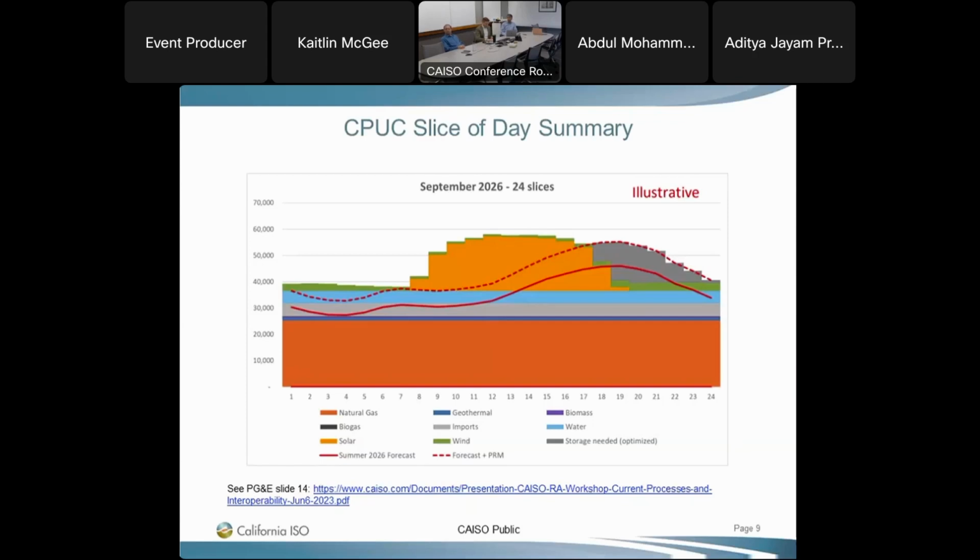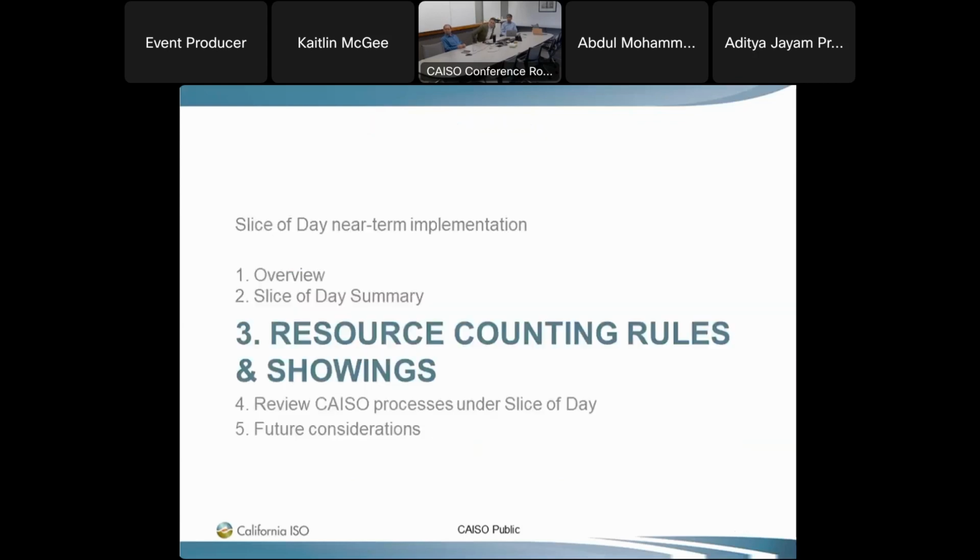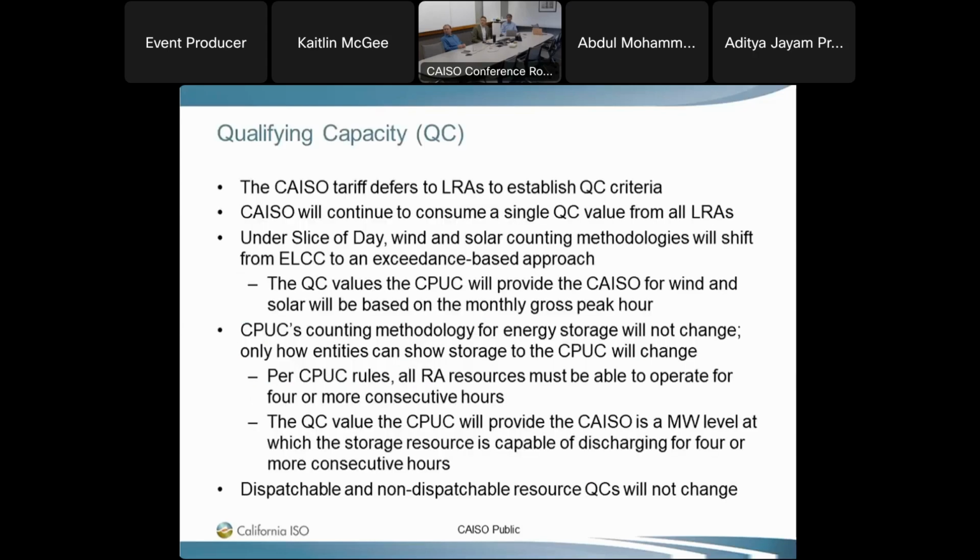So let's now talk a little bit about the new resource counting rules and how showings work with those rules at the ISO's RA program and the CPUC. Next slide, please. And next slide again. Great. So we have an overview here of qualifying capacity. I'm going to start with this to make sure we're on the same page as far as how the ISO receives qualifying capacity numbers from our various LRAs, and particularly the CPUC.